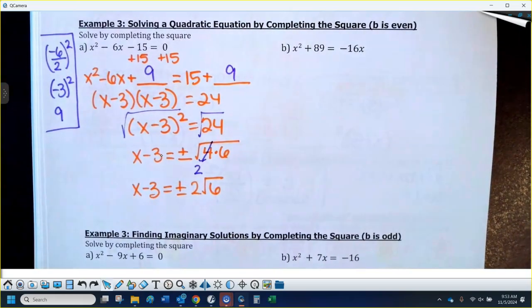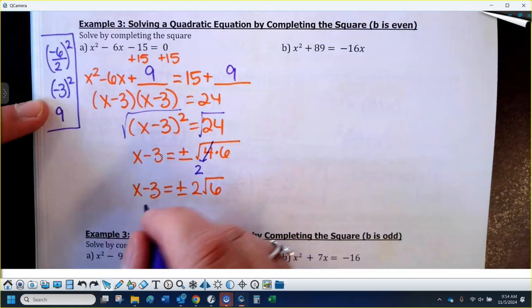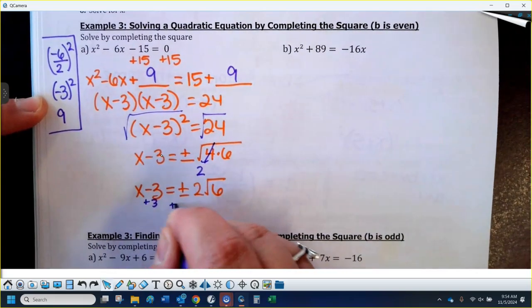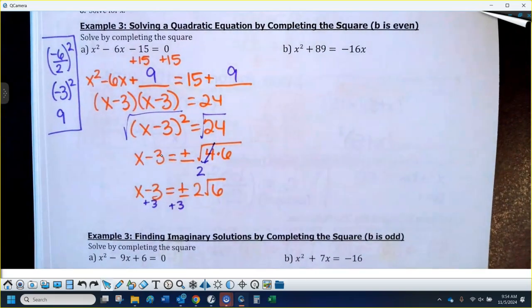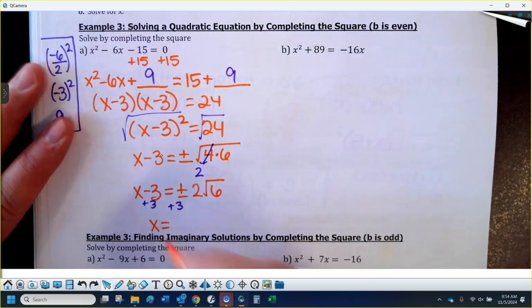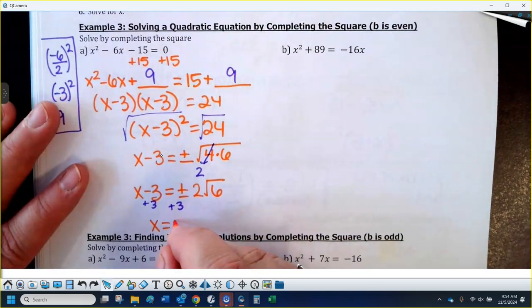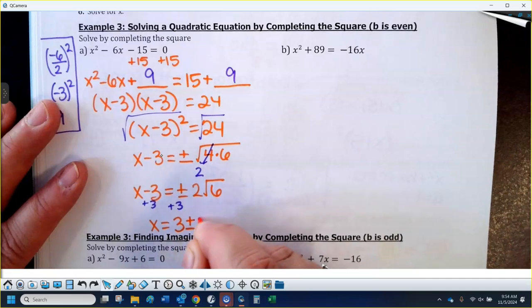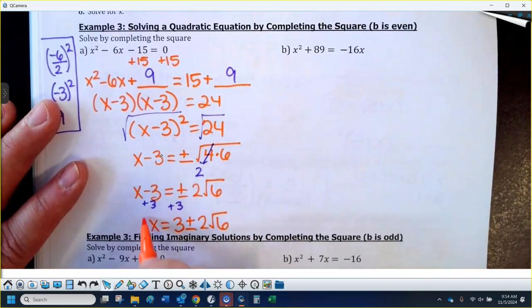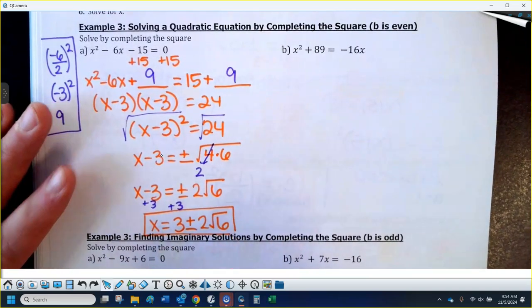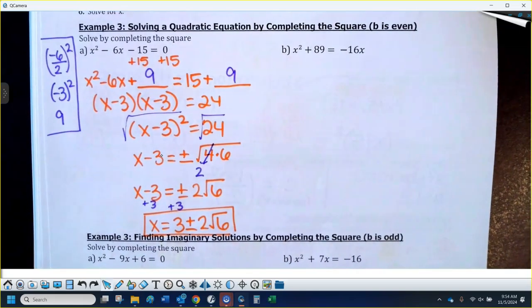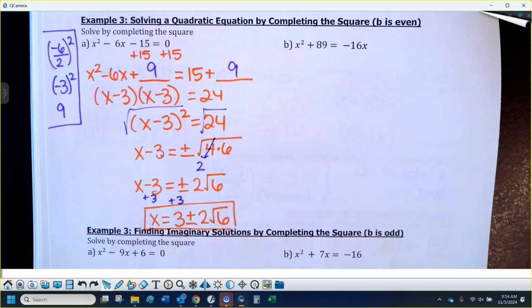And to get x totally alone, I do have to move the 3. So I'm going to add that to the other side. And in this case, I'm not going to be able to simplify this any further than 3 plus or minus 2 root 6. You can't go farther than that because that 2 radical 6 is not a like term with the 3. So you have to leave them just as 2 separate pieces. It's 2 answers though. That plus and minus symbol is just a little shorthand way of doing that.